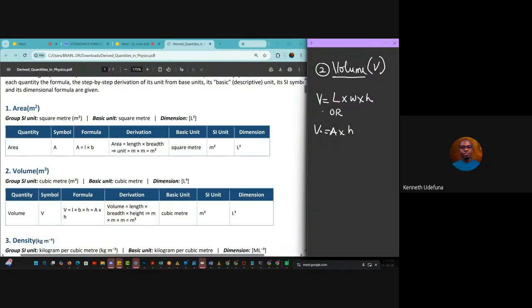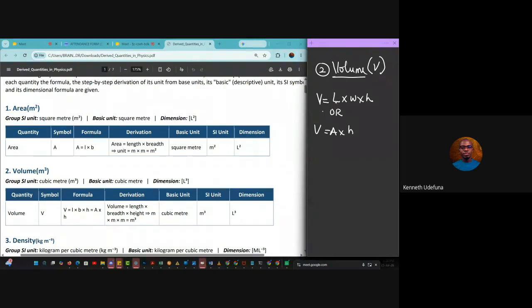So volume has two formulas. The first formula can be length times width times height. Another formula can be area times height. Please, this is not the only formula for volume. If you go over to your mathematics, they can tell you other formulas for volume. But for this here, we are going to just pick this to derive our units.